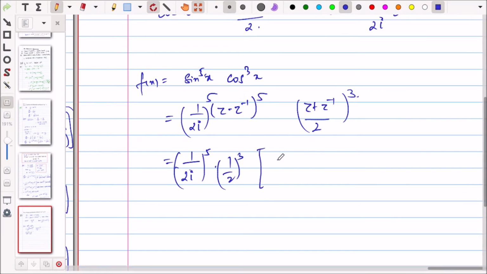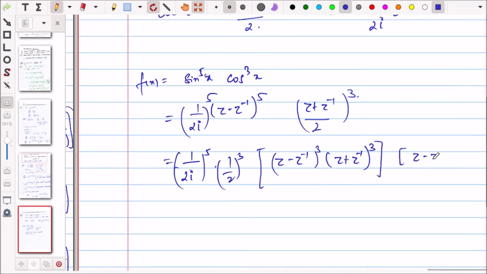This we can write as z minus z inverse. ठीक है, 3 इसके और 3 इसके क्लब कर लिए हमने. ठीक है, जो भी छोटी पावर है उसको क्लब कर लिया हमने. And we are left with z inverse square, right? Is it fine? Z minus Z inverse square.